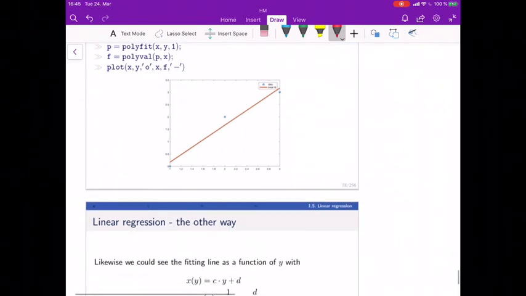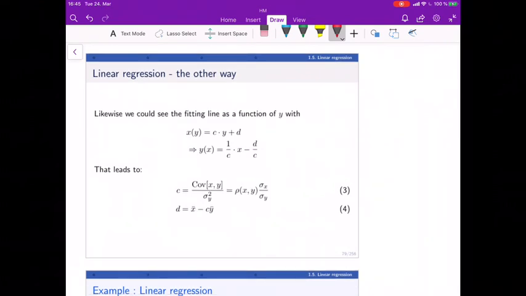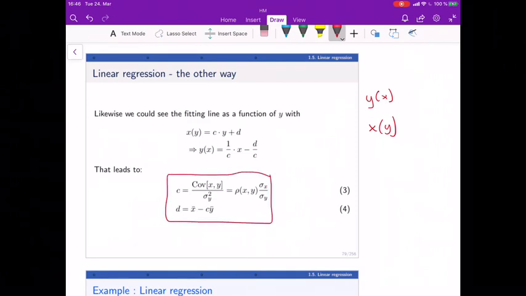One interesting thing about the regression is, we always said y is a function of x, but why should it be the case that the vertical data points y depend on x? It could also be that the horizontal data points x depend on y. So we can do regression the other way as well, and this leads to a very similar formula as before, again with a correlation coefficient and the standard deviations and the mean values.